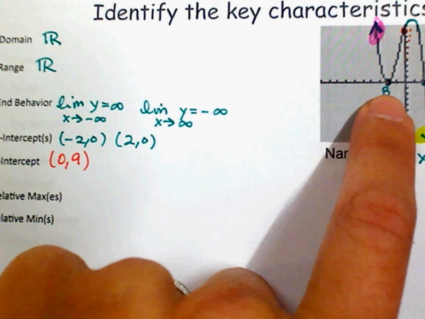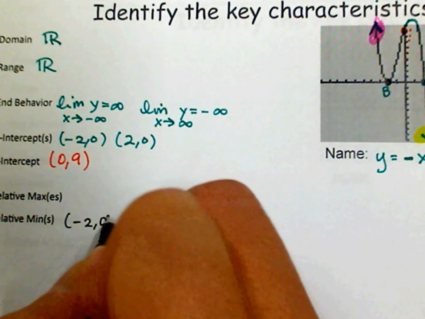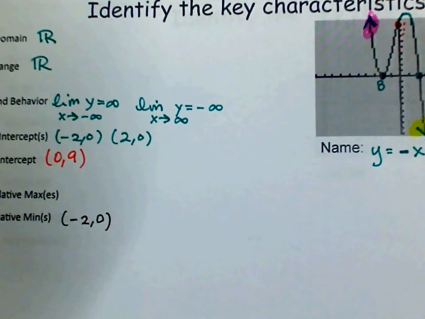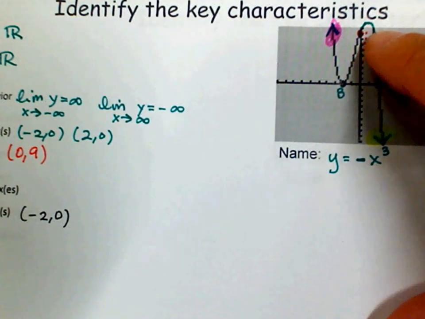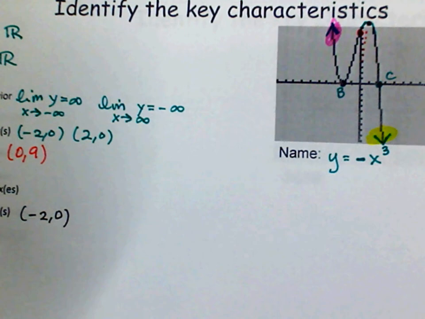Next part, relative maxes and all that. Is this point right here a relative max or a relative minimum? Minimum. What's your relative minimum? -2, 0. All right.